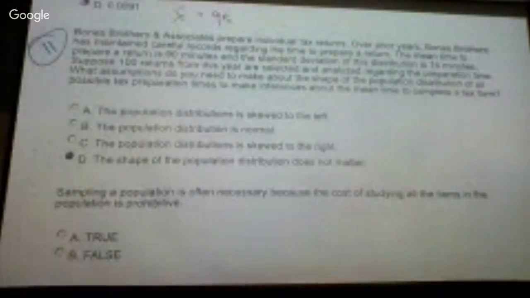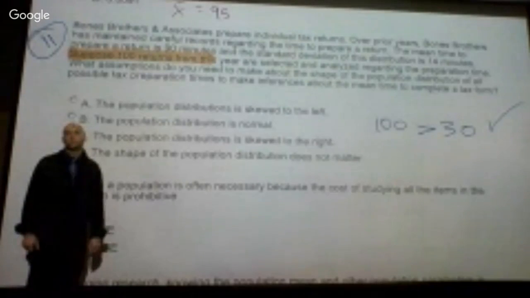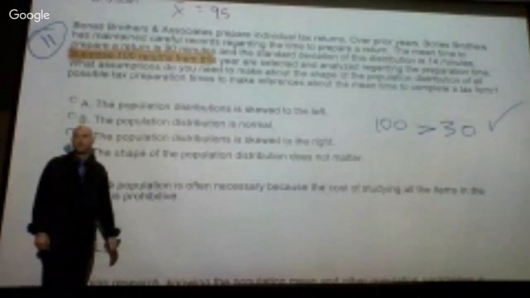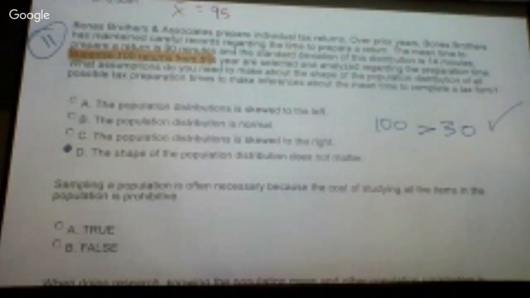So number 11, the shape of the population does not matter. Why? Because 100 returns is greater than 30. With a big enough sample size, bigger than 30, the shape of the population does not matter. We can draw inferences about the population regardless. Very clear? Can we go back to number 5 for a second?